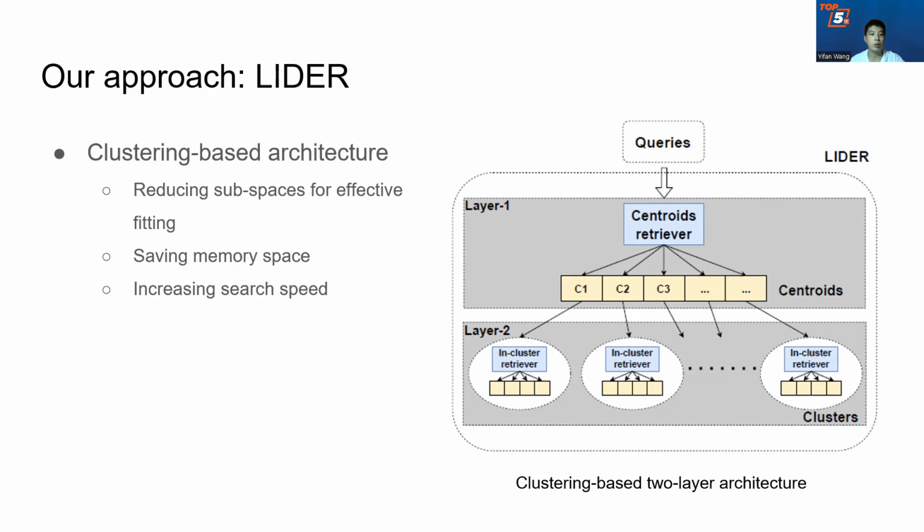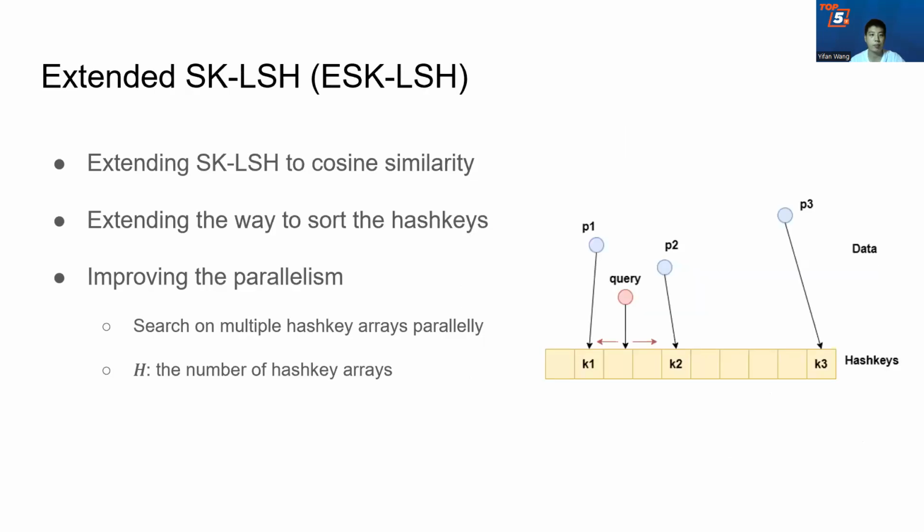So by this architecture, we reduce the subspace for RMI to more effectively fit, and can save the memory space and also increase the search speed, because the in-cluster retrievers are independent from each other, so they can work in parallel.